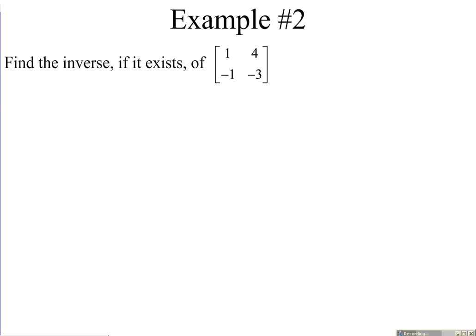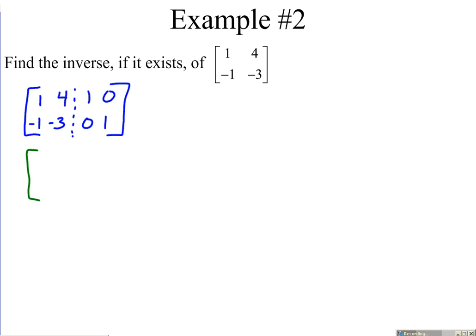So finding the inverse here of this matrix. Start with the original, 1, 4, -1, -3. We augment that with its corresponding identity matrix. Now we're going to use our row operations, the same exact thing that we did when we used Gauss-Jordan elimination to solve systems. We need a 1 in row 1, column 1. That's already been done. We need zeros now in the rest of that column.